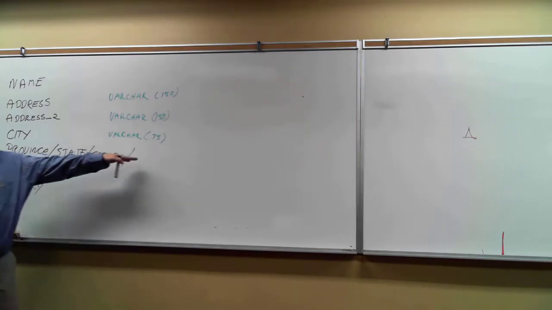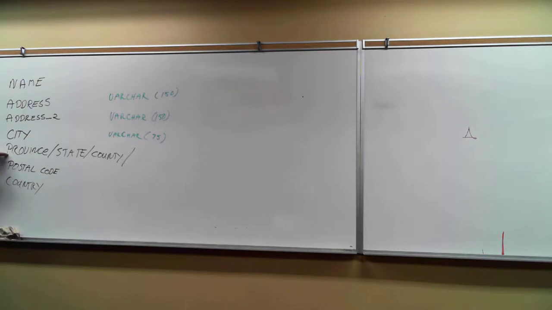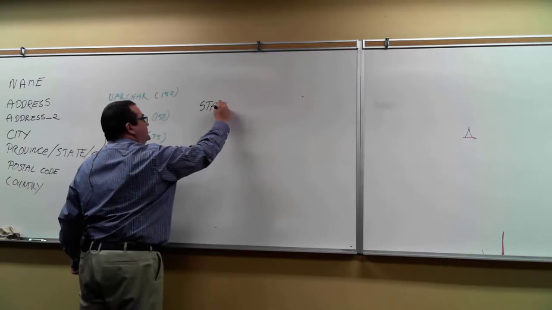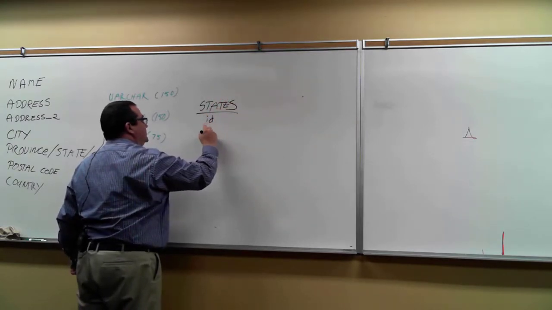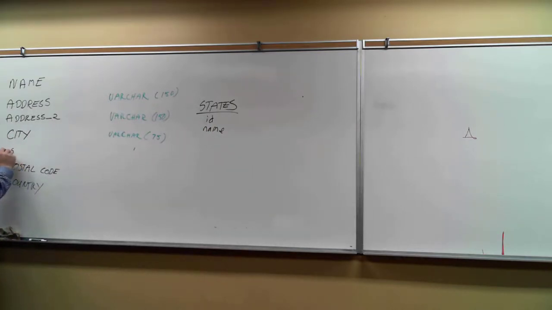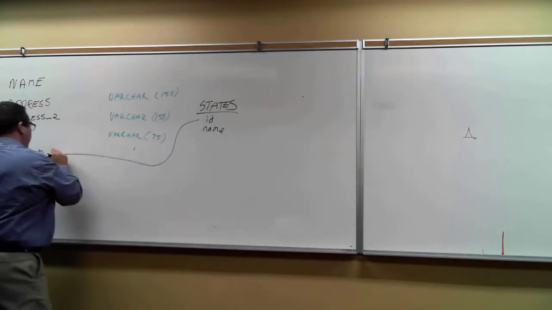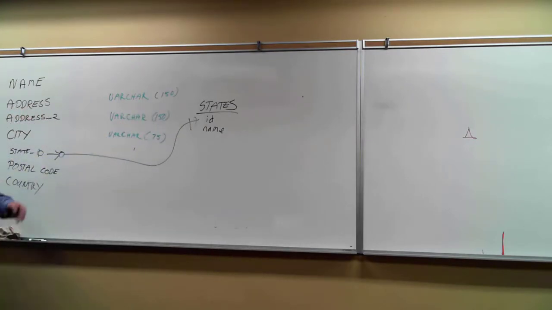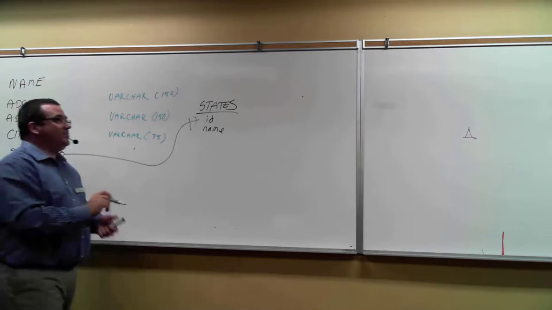Province, state, county, other, whatever. Realistically, this should be another table. You don't want to let people type this stuff in. You let the administrators type this stuff in. So what do you end up with? Like so, you have another table. And again, how much room should you give yourself over here?